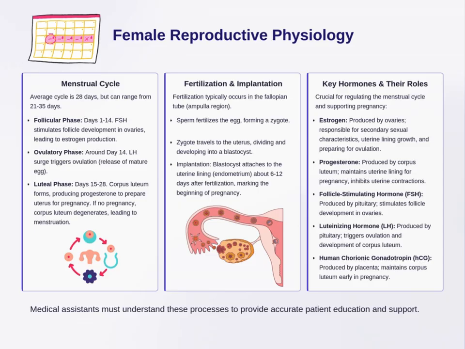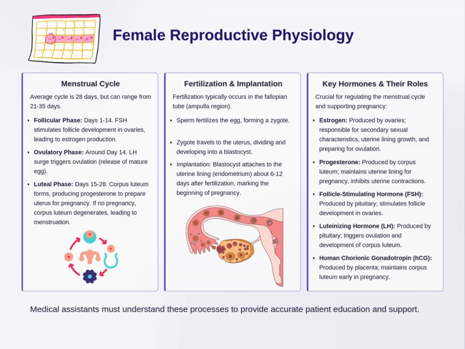If no pregnancy occurs, then that corpus luteum will degenerate, or it's supposed to, which then leads to menstruation. So that's when the lining of the uterus that has been getting thick, preparing for implantation, if it does not have implantation or no pregnancy occurs, then it will shed off, and that is your menstruation, meaning when you bleed.